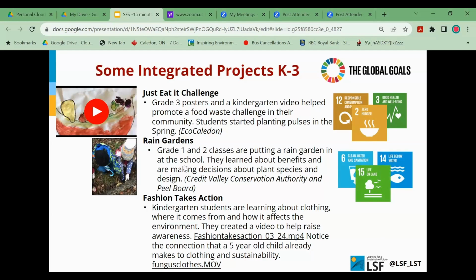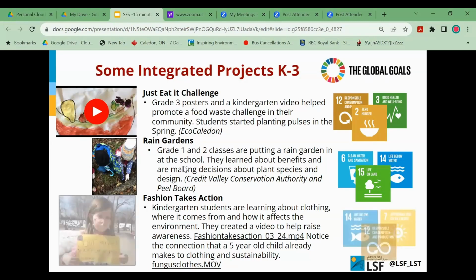The grade 1s and 2s also approached the local conservation group, and together they created a rain garden on the schoolyard, and they studied the importance of water for all life. They made connections to goal 15, life on land, and to goal 14, life below water, as well as number 6, clean drinking water.